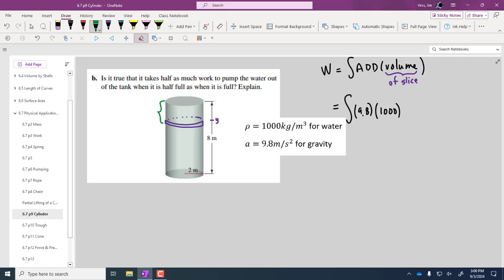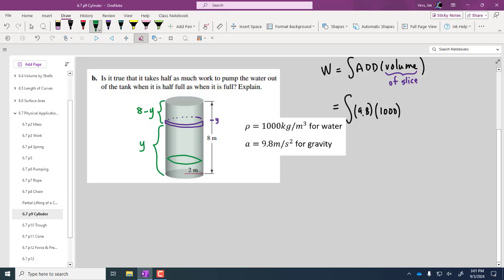If you're right here at a height of y, that distance right there is going to be 8 minus y, because this distance right there is y, because that's what that y represents. That y is representing the distance above the bottom of the tank. That's the height. So the distance this slice is going to travel will be that distance, 8 minus y. So that slice right there is going to travel less far than that slice.